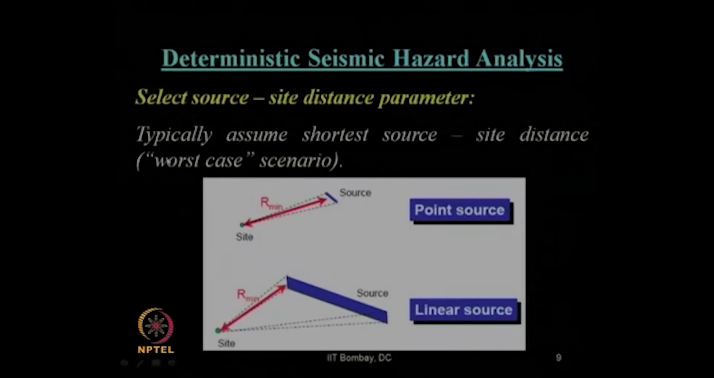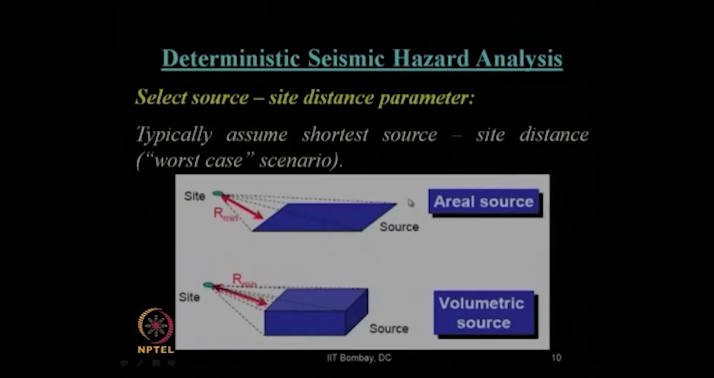Then we have seen that for the site to source distance parameter, typically we need to consider the worst case scenario. Worst case scenario means the minimum distance from the site to source. So, if it is a point source, obviously it is a single distance, we do not have any control, that distance itself will be the minimum distance. If it is a linear source, among the linear distance, obviously the nearest point or minimum x distance we have to consider.